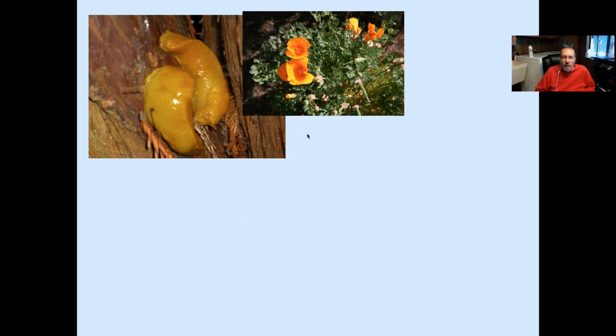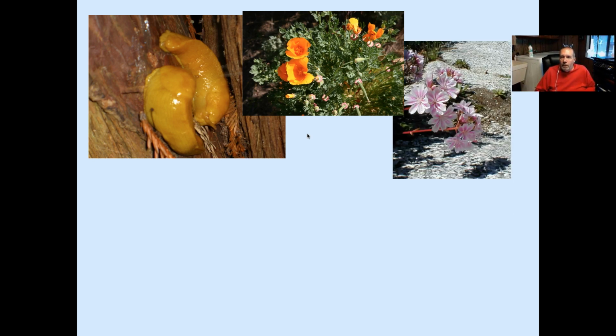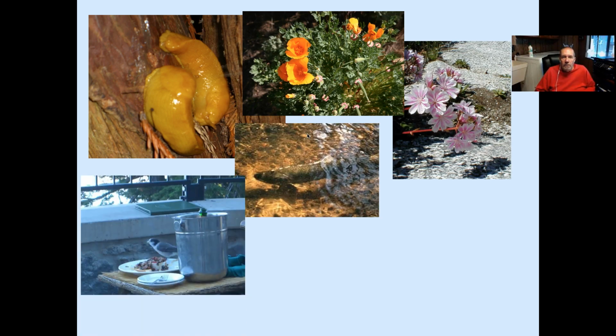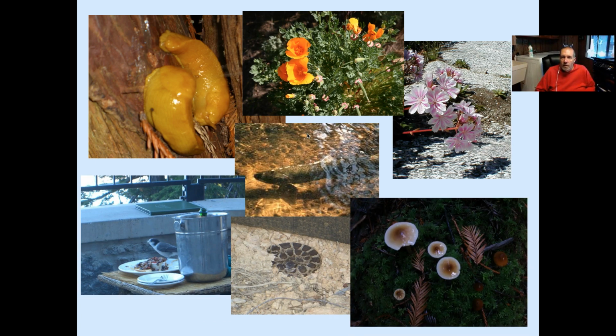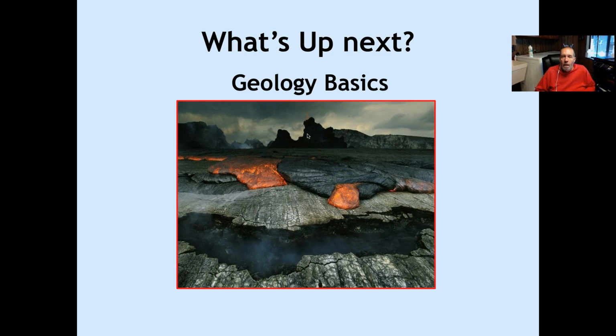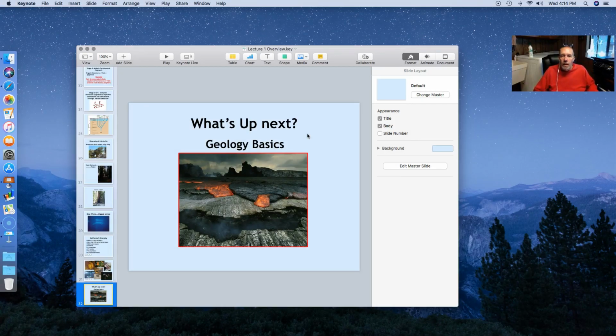Everything from banana slugs and our state flower, the California poppy, to all sorts of different interesting things that we find only in California, or that are just abundant and easy to come across in California. So, with that introduction and kind of getting you a little bit focused on what we're going to be covering for the rest of the semester, the next thing we're going to look at is geology. So we'll be getting into that in the second lecture.